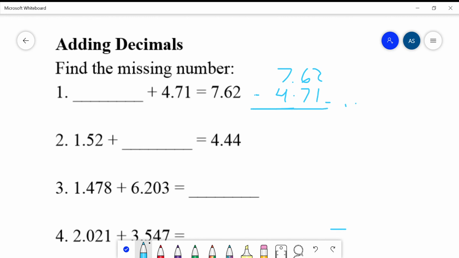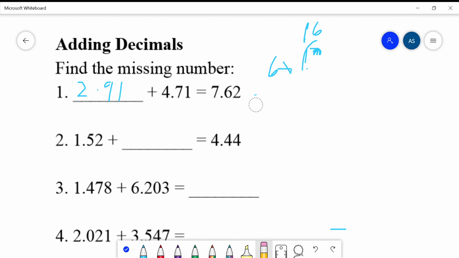We're going to do 2 minus 1, which is 1. 6 minus 7 can't happen, so we're going to have to carry a 10 over here, right? And this is now going to be a 6. So now it's going to be 16. These two is going to be 16. And so we're going to do 16 minus 7, which is going to be 9. We can bring down the decimal point. And now we have 6 minus 4, which is going to be 2. And so our answer is 2.91. Just like that, you'll be doing that to all the other questions as well.